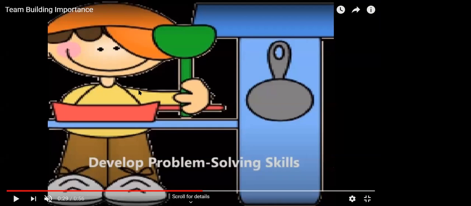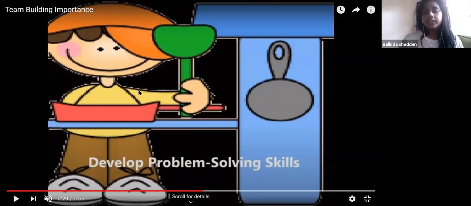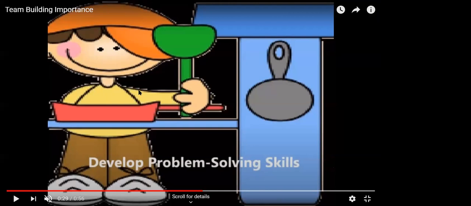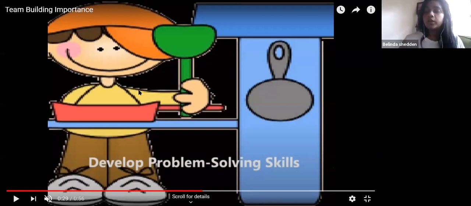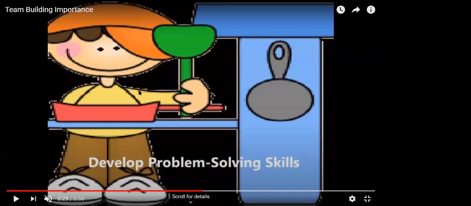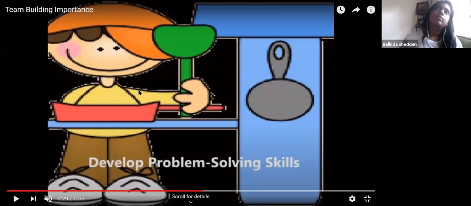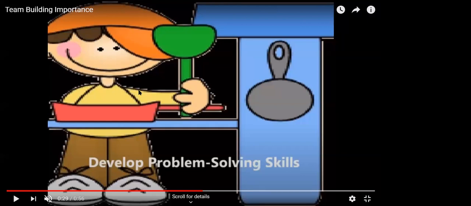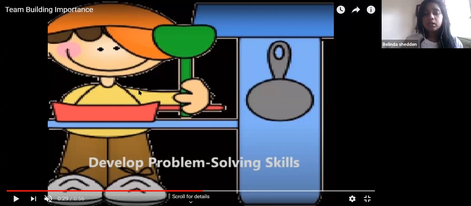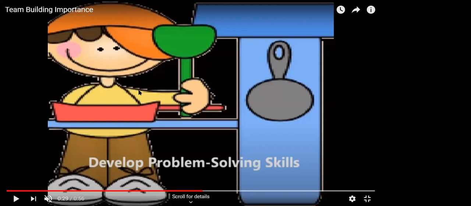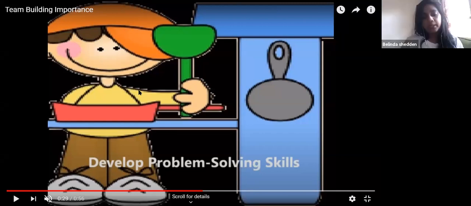Develop problem solving skills. What is the meaning of that? When you work in a team, you will be having a lot of problems. What kind of problems will you be having? Pressure, yeah maybe. Okay, first we say deadline issues, deadline pressure. Okay, that is a deadline issue you will be having. What else? Work pressure, yes, because you're stressed. Too much overload of work might be a stress, right?